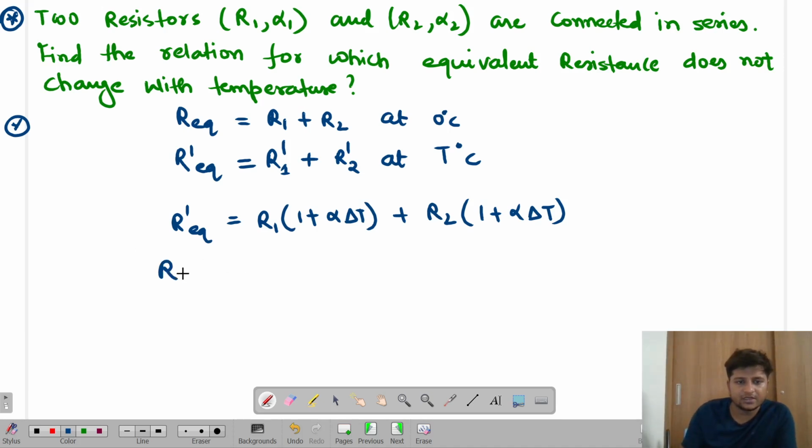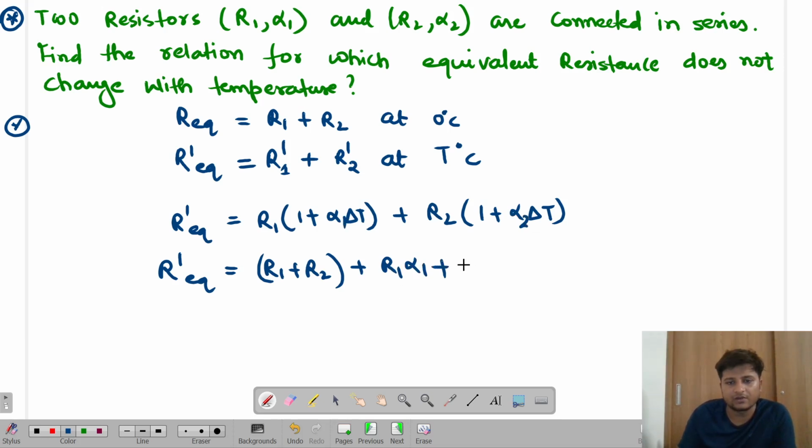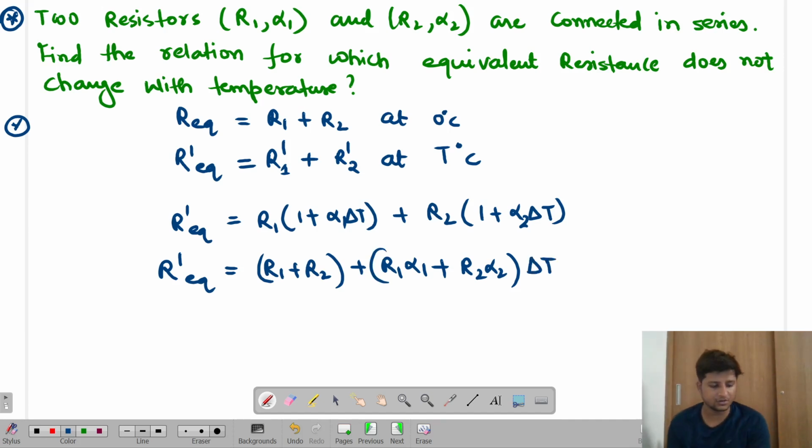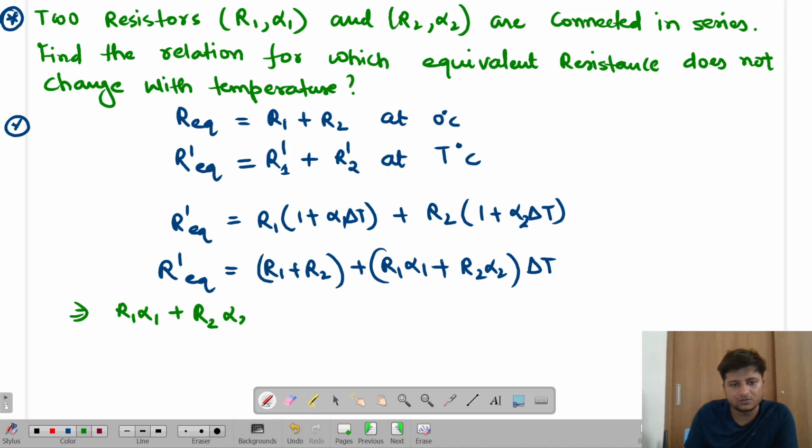Now R dash equivalent can be written as simply R1 plus R2 plus R1 alpha 1 plus R2 alpha 2, since there are different alphas, alpha 1 and alpha 2, and the change in temperature will be the same, which is delta T. Are you able to get me or not? So basically, if this R dash equivalent does not want to depend on temperature, that means R1 alpha 1 plus R2 alpha 2 must be equal to 0 such that R dash equivalent does not depend on temperature, isn't it?